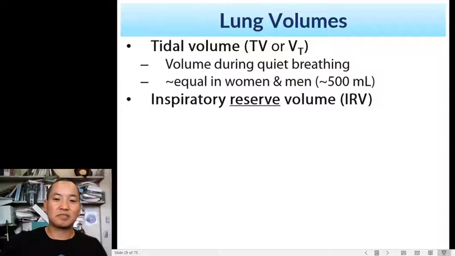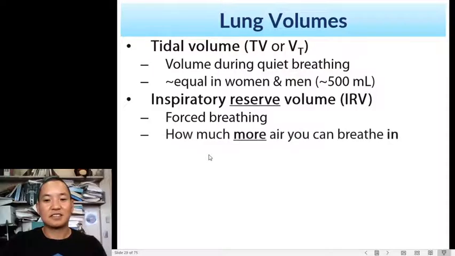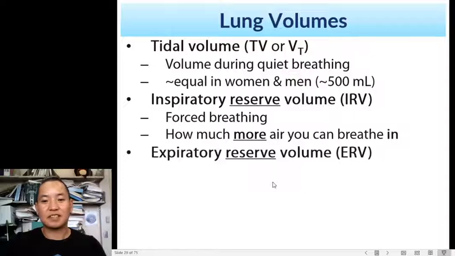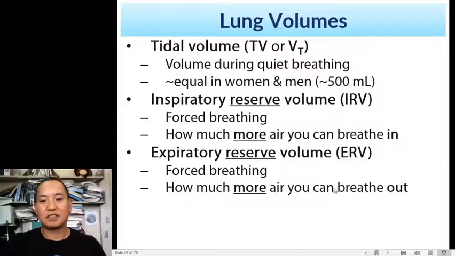So inspiratory reserve volume, this is during forced breathing rather than during quiet breathing and tidal volume. So instead of being how much you inspire during quiet breathing, it's how much more you can breathe in. So again, reserve is how much more you can do something. Now expiratory reserve volume, it's also forced breathing, but instead of the breathing out and expiration during tidal volume, it's how much more air you can breathe out compared to your tidal volume.